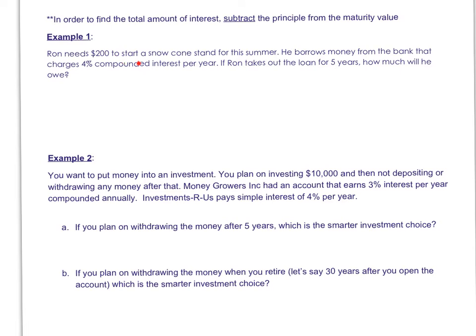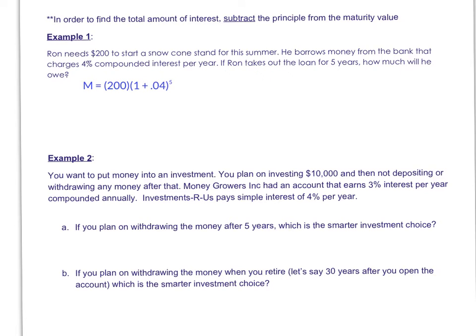So Ron needs $200 to start a new snow cone stand for the summer. He borrows money from the bank that charges 4% compounded interest per year. If Ron takes out the loan for 5 years, how much will he owe? So this one, how much will he owe? That's saying total. So he'll owe the $200 with the interest, so that's all being compounded together. So we don't have to subtract anything out for this question.